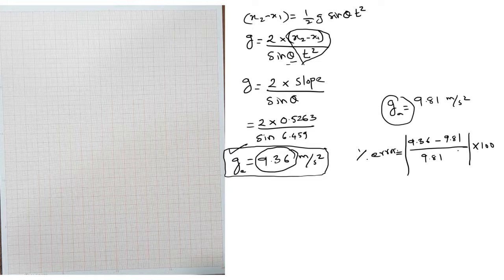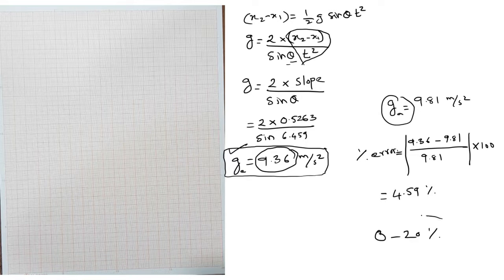Now, my dear, this is an absolute value, because when you subtract 9.36 from 9.81, you will get a negative value. Once you have a negative, you can consider only the absolute value. So I'm going to use the calculator. 9.36 minus 9.81 divided by 9.81 multiplied by 100. So what I got? I got minus 4.59. So I can just take only the absolute value, 4.59% error.